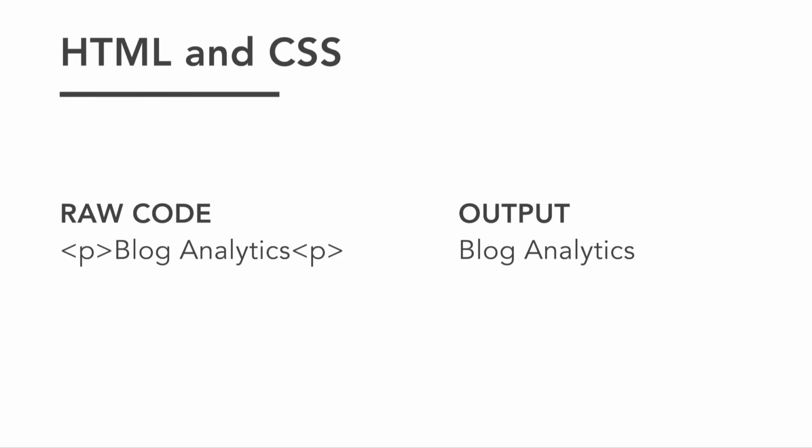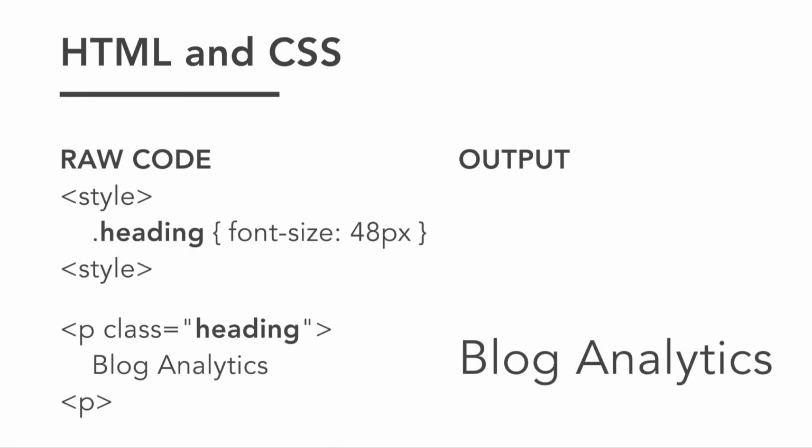Here's a quick example. You can see the raw code on the left and the output on the right. If we simply have a plain HTML paragraph tag, the text will be output in the standard size and font. Now we can add CSS in the mix. Here we have a style tag where we define our CSS, and then we have the same HTML element, except we let it know to use the heading style. The output is much larger.